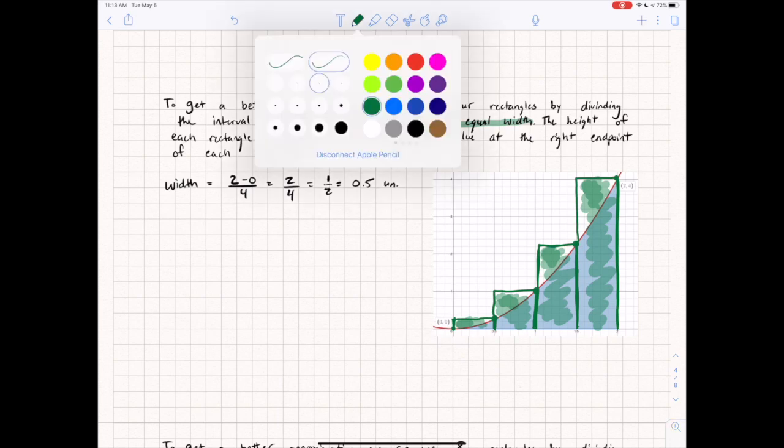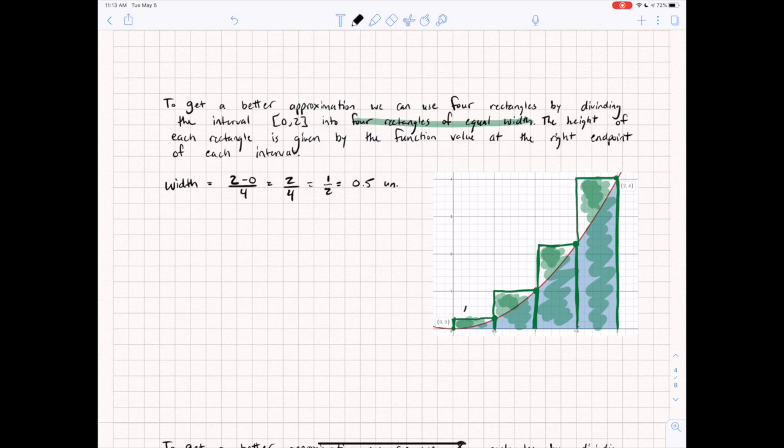All right, so to go through and do this, I'm going to call this A1, A2, A3, and A4. So A1, my height is f of 0.5. My width is 0.5.